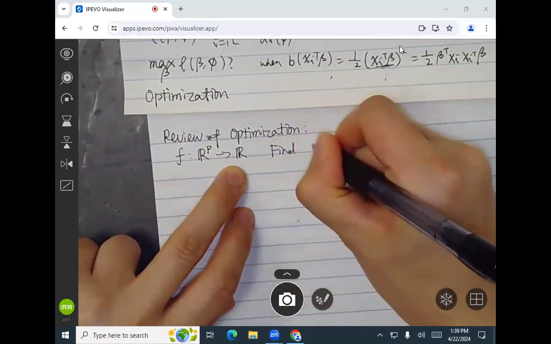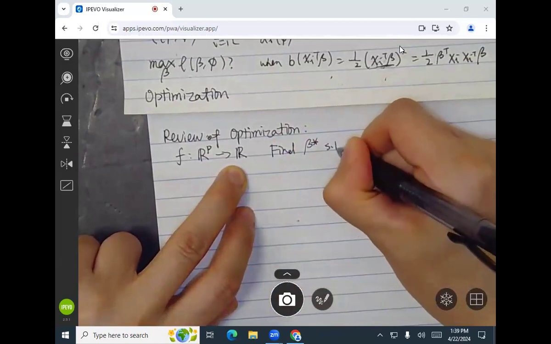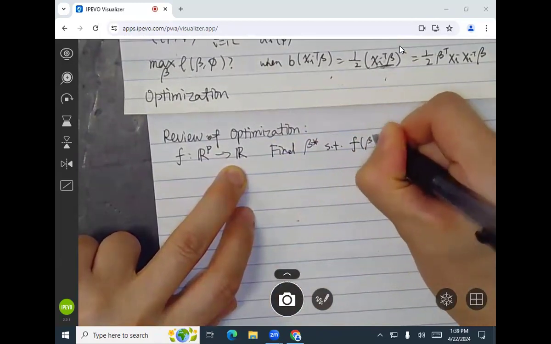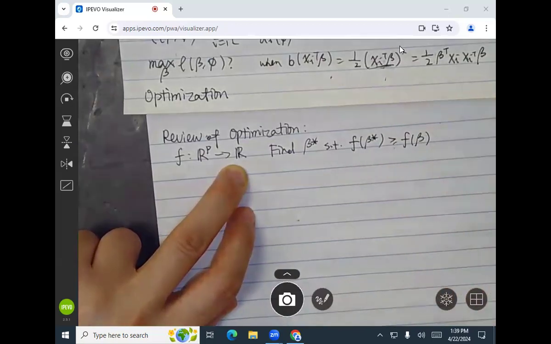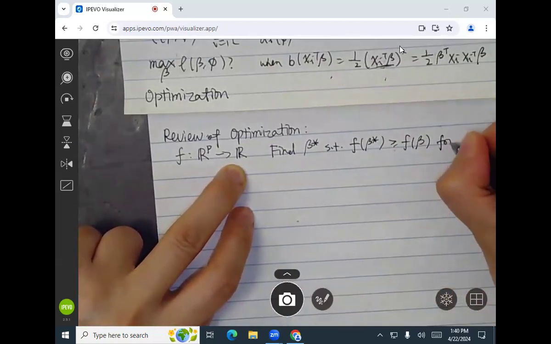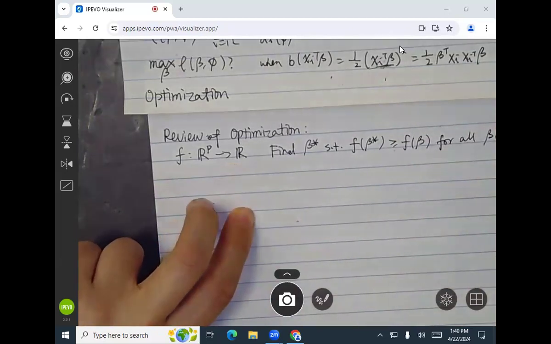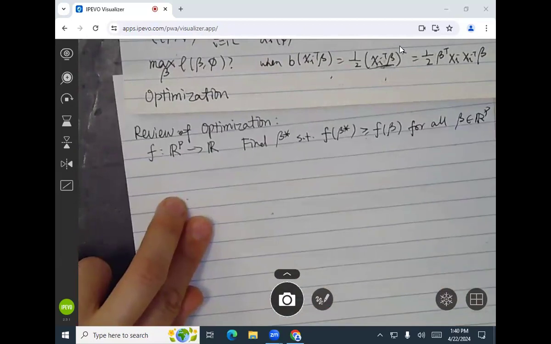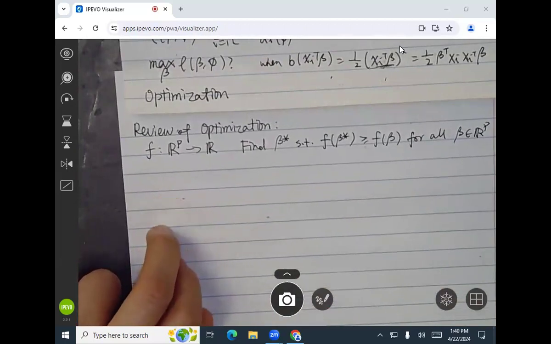And our goal is to optimize the function. So our goal is to find beta, we call it beta star, such that f at beta star is bigger than f at any other beta values. So this is called the global maximum. So we want to find the global maximum of f. That's the question we want to answer.